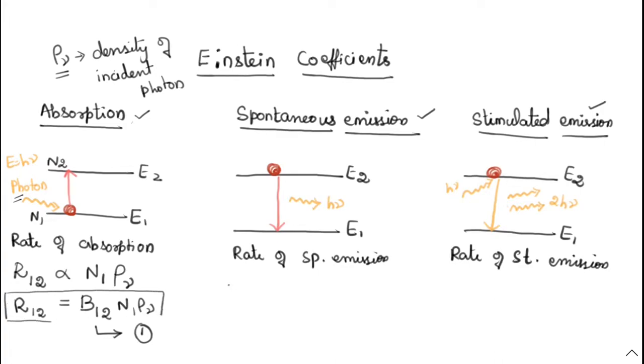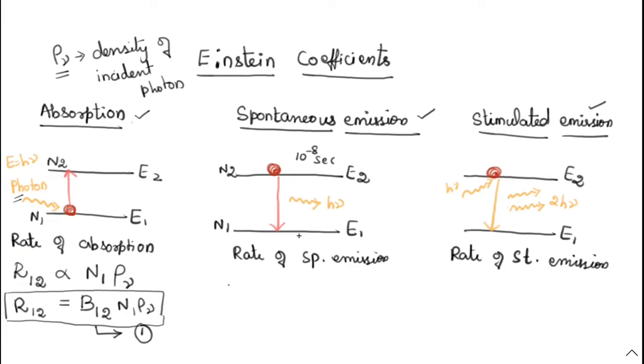The same thing we are going to do for the remaining two processes also. The second one is spontaneous emission. Here it is N1 and this is N2. What is spontaneous emission? It is the natural process. Once the lifetime is over in the excited state, the atom will come back to the ground state. So the transition takes place from energy level 2 to 1.